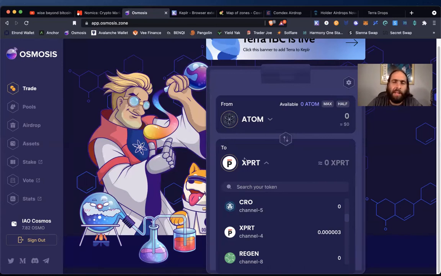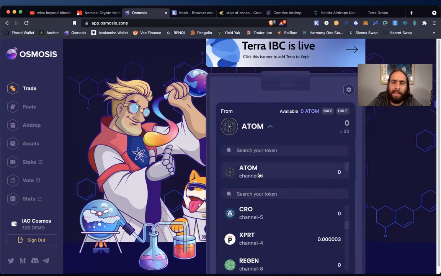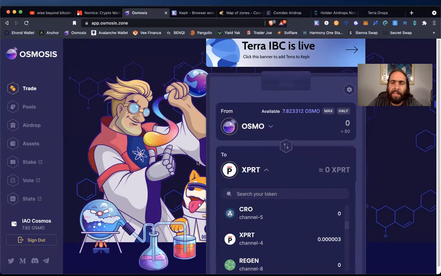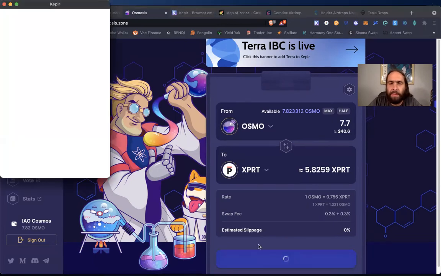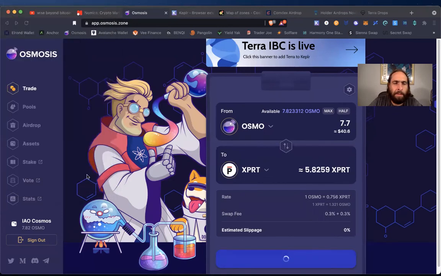So here we go. XPRT and not Atom, but I need Osmo. Here we go. And how much? We said 7.7. Well, let's stick with that. 7.7. And there we go. Let's do a swap. And this time we will try as low as we can go again.